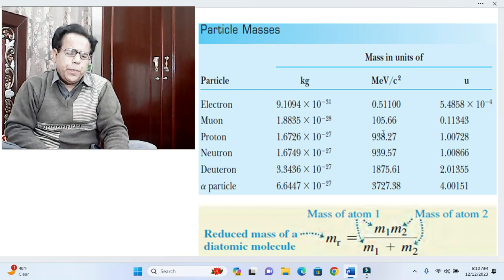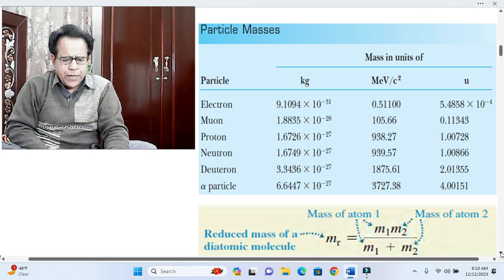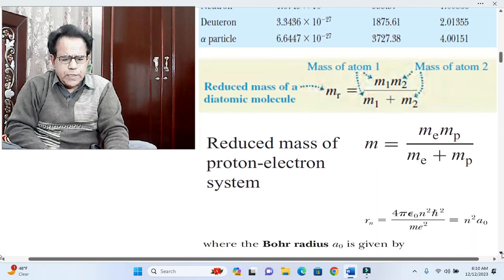The purpose of showing this table is that even if the mass of muon is not provided in the statement, we can get that mass from here. Similarly, we may take other values from here, like 938.27, the mass of proton. Dear students, next snapshot is about reduced mass.